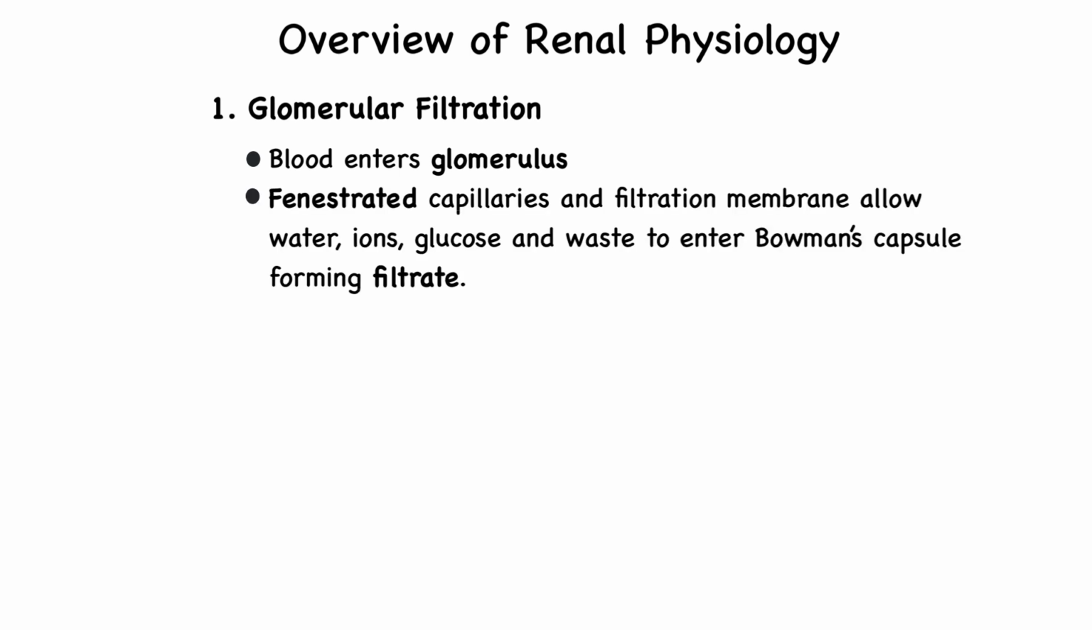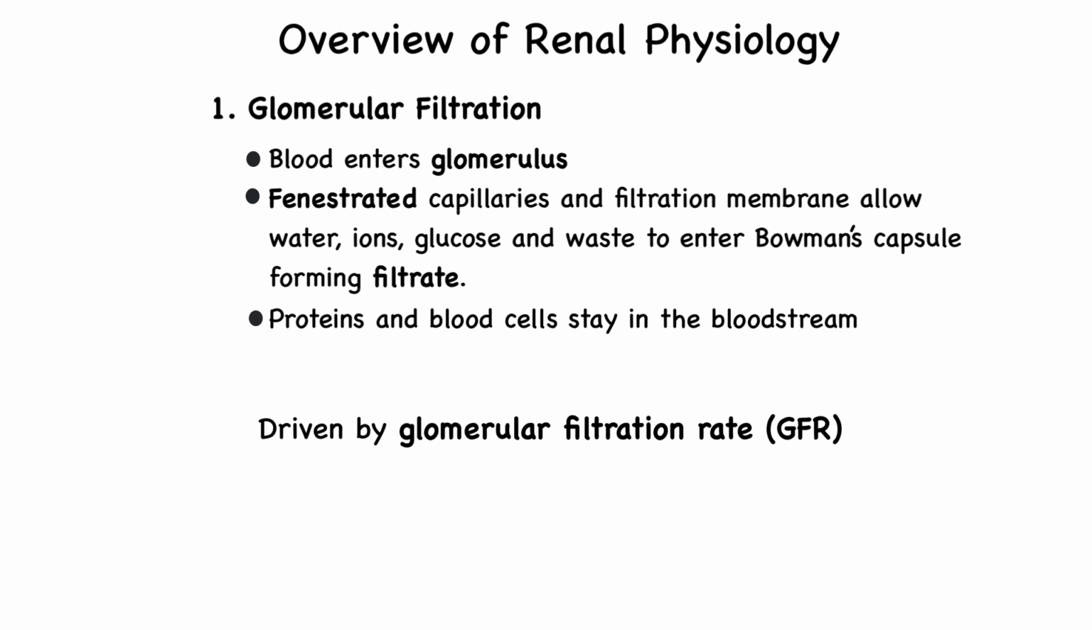First is glomerular filtration. In glomerular filtration, blood is going to enter into the glomerulus under high pressure, which is the pressure that is driven by normal blood pressure. Fenestrated capillaries, remember those that have bigger pore sizes, and the filtration membrane are going to allow water, ions, glucose, and waste to pass into the Bowman's capsule, forming filtrate. Large molecules like proteins and blood cells are retained in the bloodstream. This process is driven by glomerular filtration rate, which must stay in balance for the kidneys to have proper function.